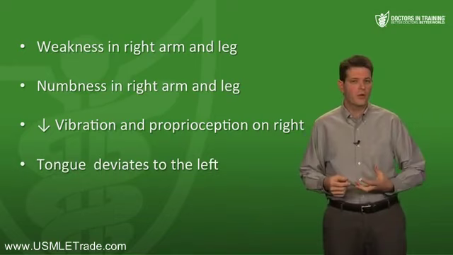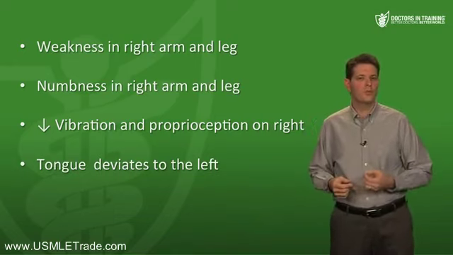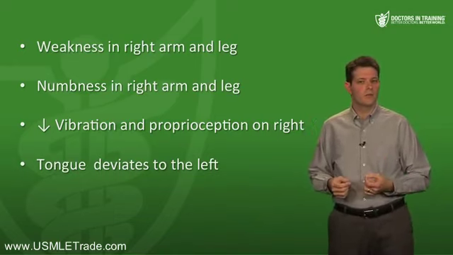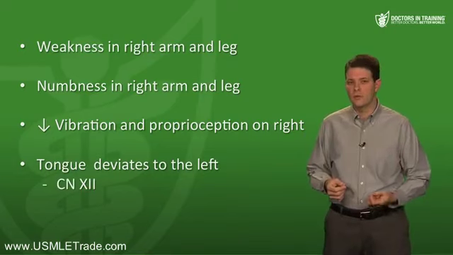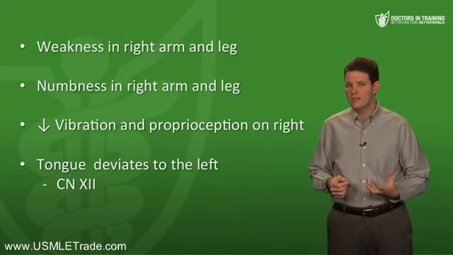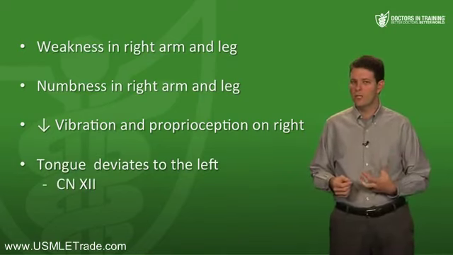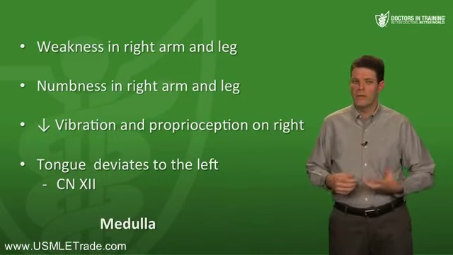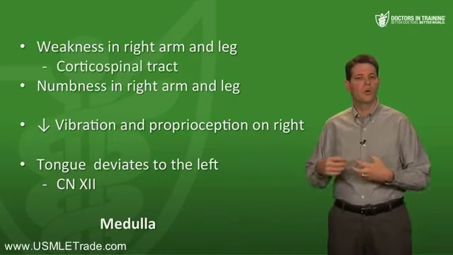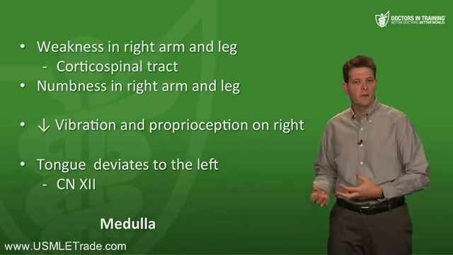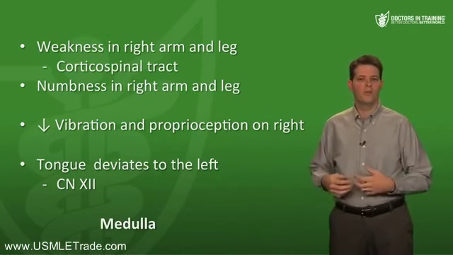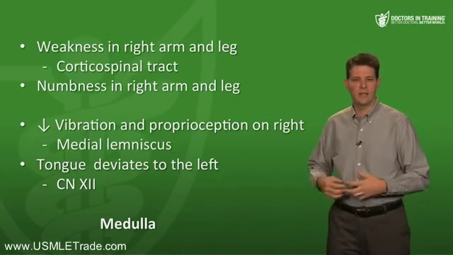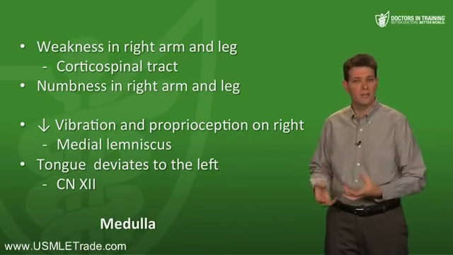So, start with the cranial nerve defect. Which cranial nerve provides motor innervation to the tongue? Well, that's the hypoglossal nerve. So, what level of the brainstem is this? Cranial nerve 12 originates in the medulla, right? And then the arm and leg weakness comes from corticospinal tract involvement. And the sensory deficits in this case are due to involvement of the medial lemniscus, which was that continuation of the dorsal columns in the brainstem.